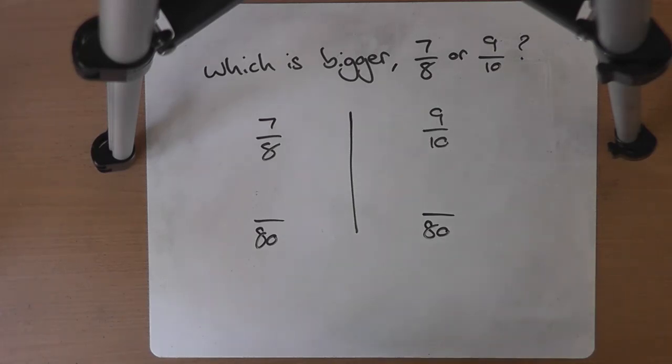10, 20, 30, 40, 5 8s are 40, 4 10s are 40. You could use 40. And actually, you would get the same answer. You would just get it in a slightly different way. But any number that's in both times tables will work.